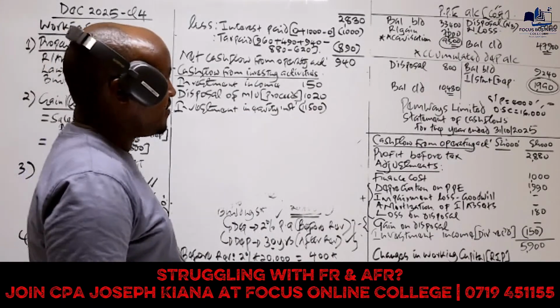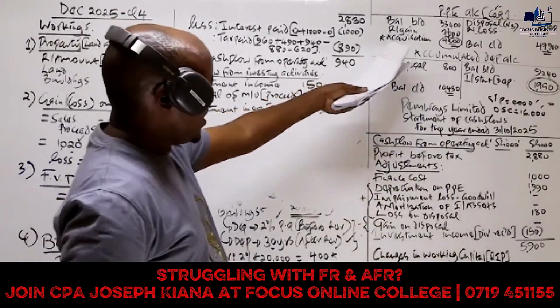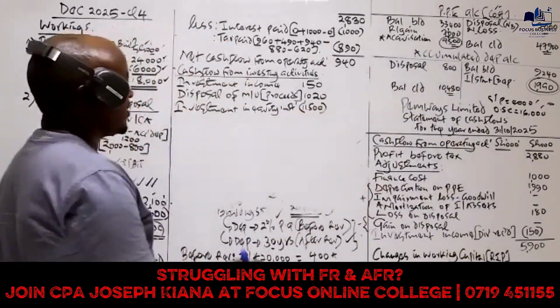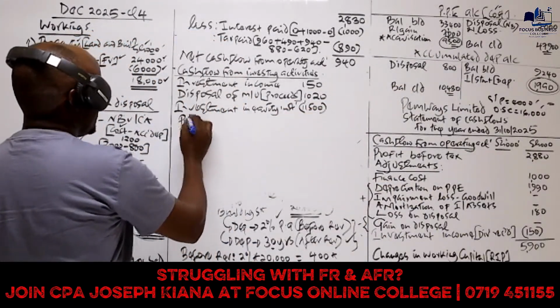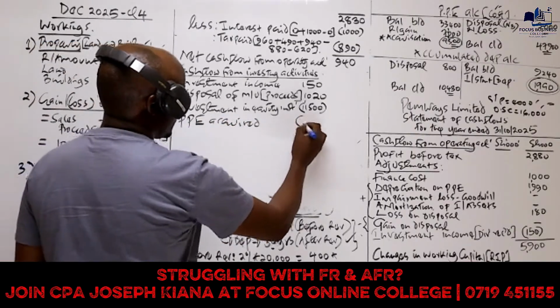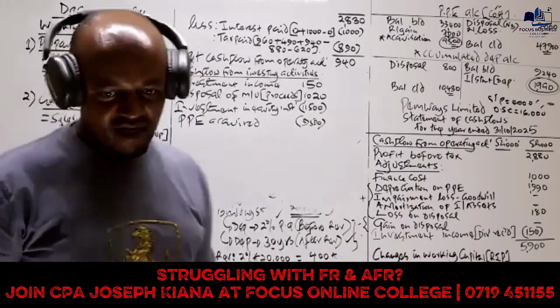Then from the PP account which you have prepared, we have determined that there were some PP which were acquired at a cost of 95. I don't think we have anything else here.